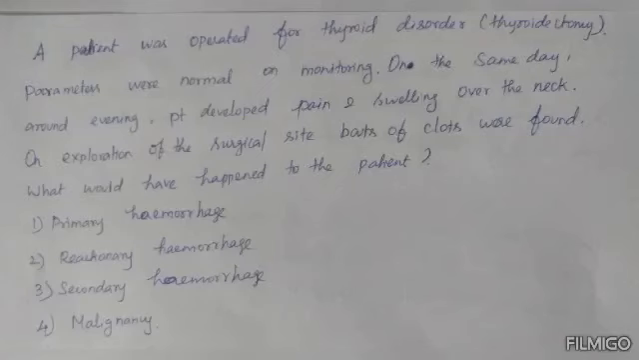A patient was operated for thyroid disorder, thyroidectomy. So parameters were normal on monitoring. On the same day around evening, patient developed pain and swelling over the neck. On exploration of the surgical site, bouts of clots were found. So what has happened to the patient?